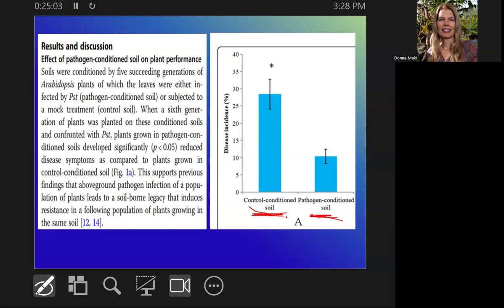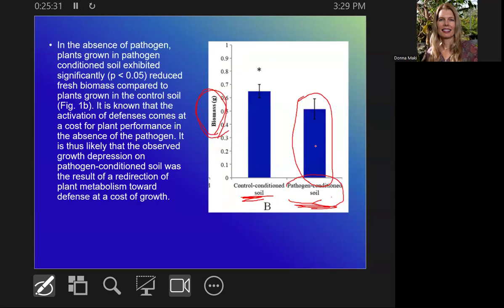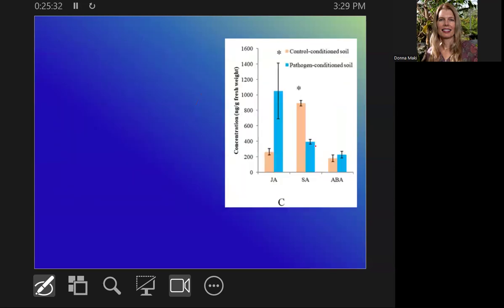Whereas the plants that got put in with the pathogen, when the pathogen was present on those plants, they got put into those soils and everything went fine. The disease incidence was much lower. So again, pointing to the idea that there is this soil-borne legacy, the shift in the microbiome because of the pathogen presence in those previous generations of Arabidopsis. You do see a difference in disease incidence compared to the control.